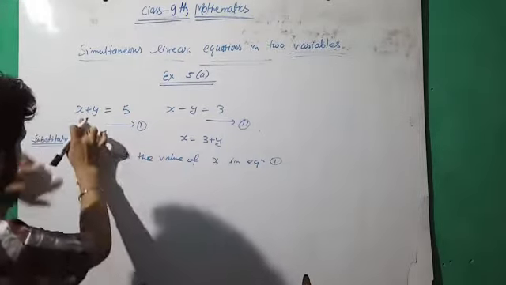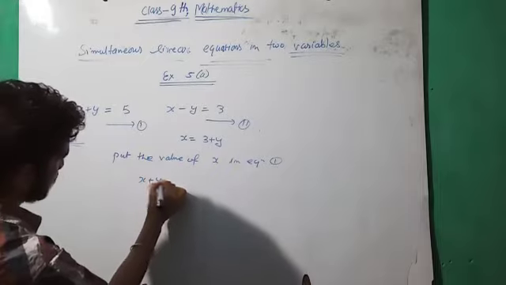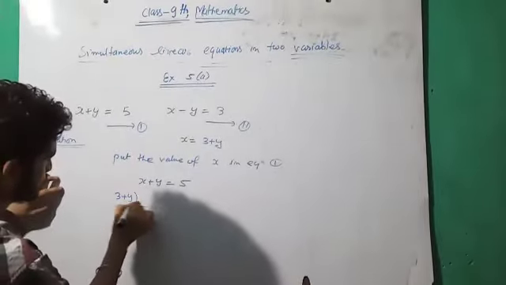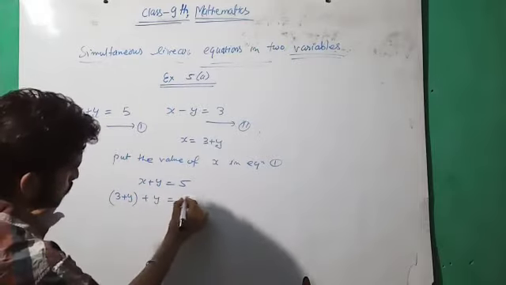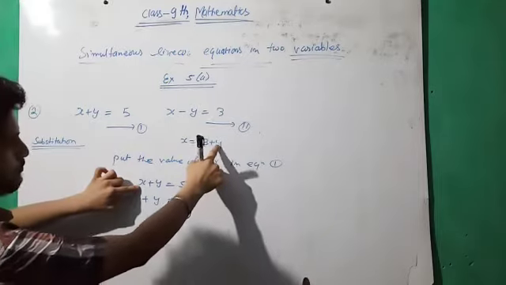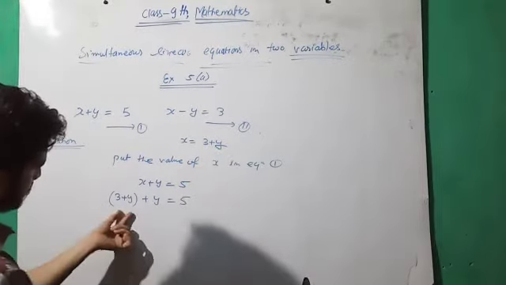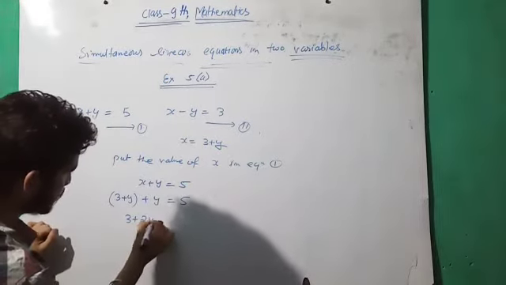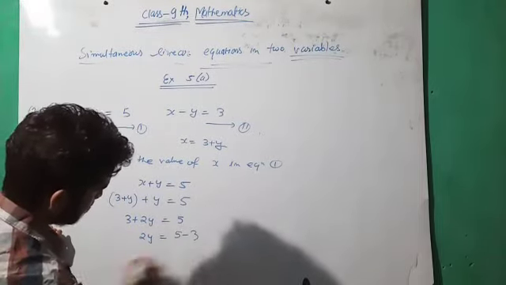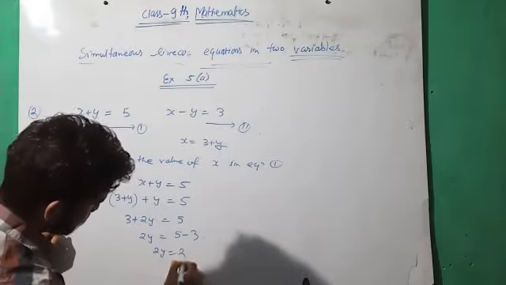x equal to 3 plus y. Here we have the equation x plus y equal to 5. Now x equal to 3 plus y, so we can write 3 plus y plus y equal to 5. We only replace x with 3 plus y. So 3 plus 2y equal to 5, so 2y equal to 5 minus 3. So 2y equal to 2 and y equal to 2 by 2, that is 1.